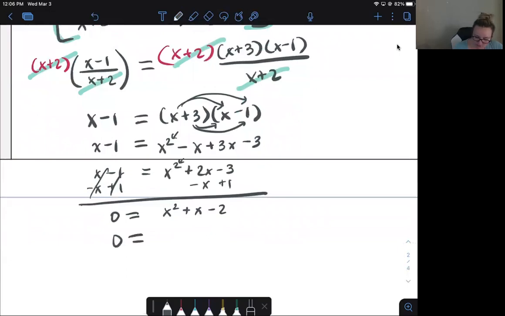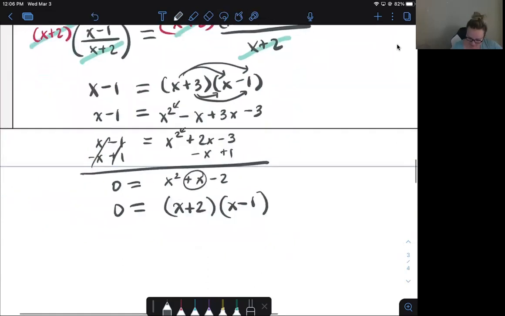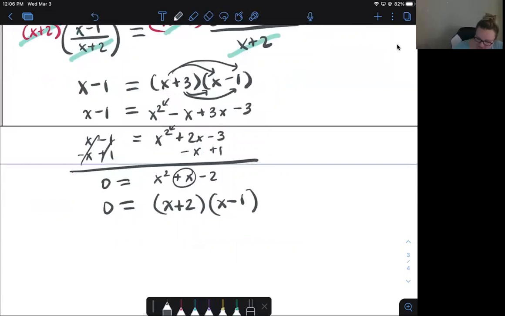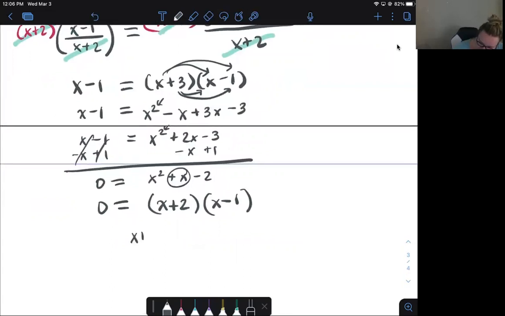We're going to factor this. Let's see, x times x is x squared, 2 times 1 is 2. If I have positive 2 and negative 1, I'll get a positive 1x in the middle. So then I'm going to get x plus 2 equals 0, x minus 1 equals 0, x is negative 2, and x is 1.